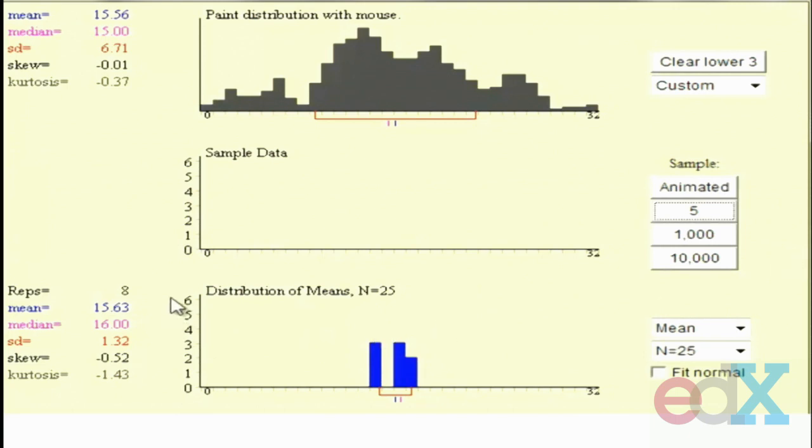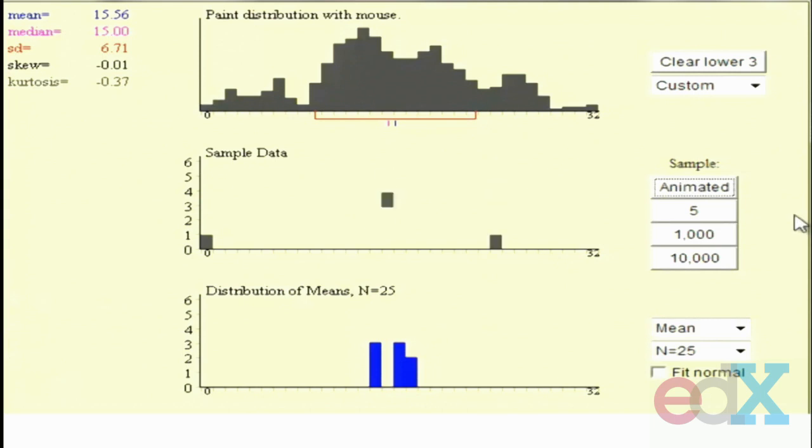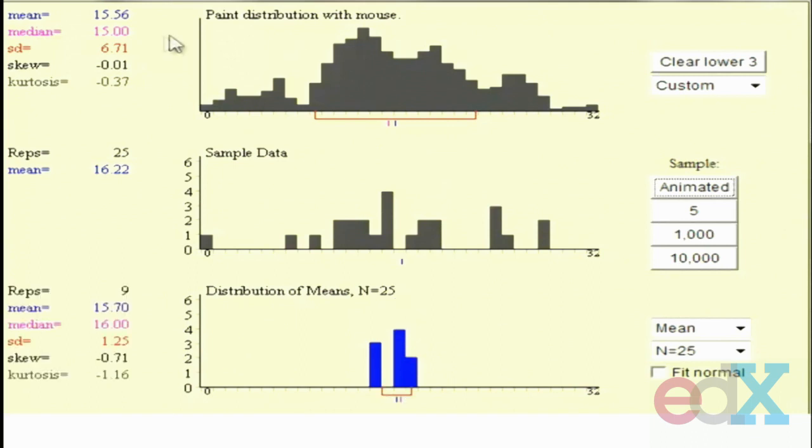We can speed this up. We can take 5, so now we've done it 8 times. And we see that the mean of those 8 is 15.63. We're getting closer to the mean of the population, which is 15.56. Okay, let's now recap what we have. We've got the mean of the population, 15.56. We've got the mean of the current sample, 16.22. And we've got the mean of the means, 15.70.